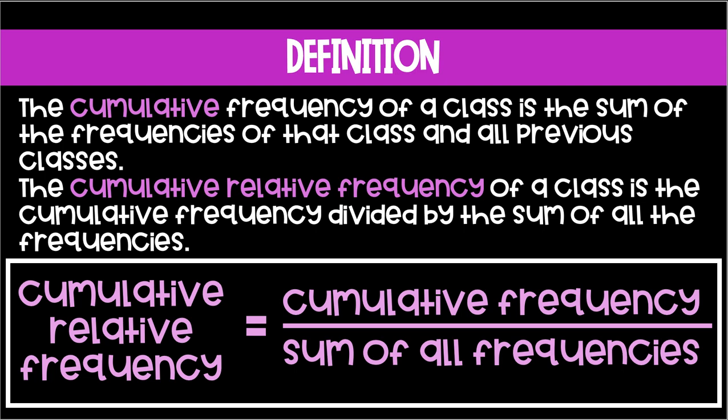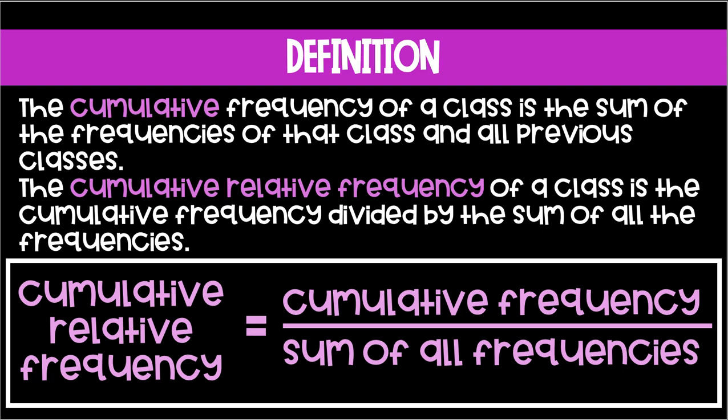Now, new definition. Cumulative frequency of a class is the sum of the frequencies of that class and all of the previous classes. And the cumulative relative frequency will be the cumulative frequency divided by the sum of all the frequencies. The relative frequency is always calculated the same, whether it's the frequency or the cumulative frequency for that class, divided by the total sum of all the frequencies.